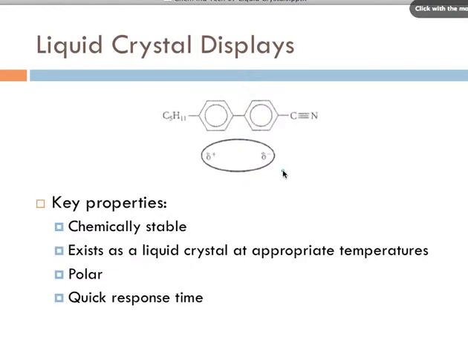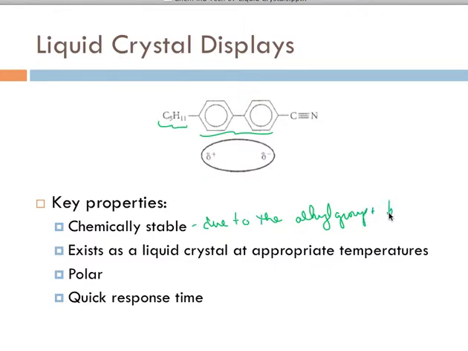Okay, so here would be a liquid crystal display. These are chemically stable because they deal really with an alkane chain, an alkyl group, and these benzene rings. Okay, so this is really chemically stable due to the alkyl group and the benzene rings. And it is these benzene rings that give it the rod-like structure. Okay, they can exist as liquid crystals at appropriate temperatures.